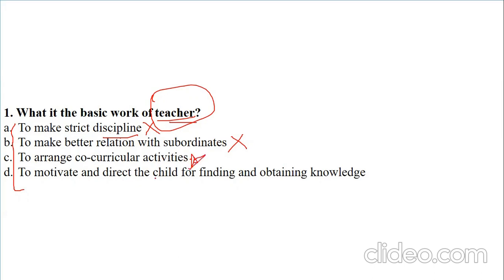To motivate and direct the child for finding and obtaining knowledge, yes, this is the perfect answer for the basic work of a teacher. If you compare the last two answers, the closest answer to the question is to motivate and direct the child for finding and obtaining knowledge. So you can see option D is the right answer. What is the basic work of a teacher? To motivate and direct the child for finding and obtaining knowledge.